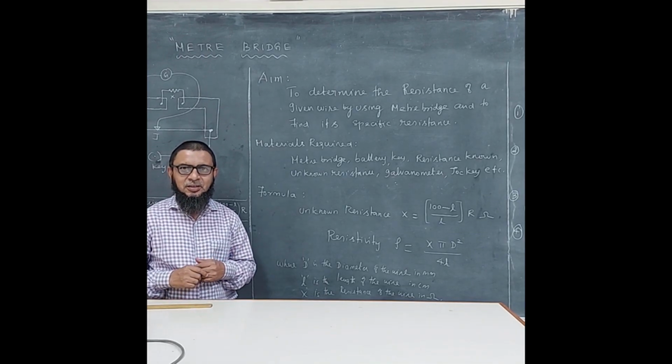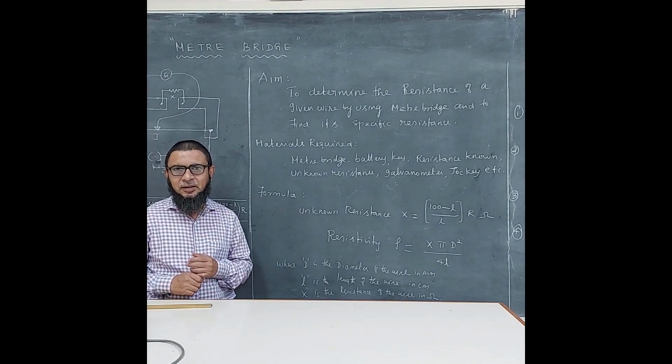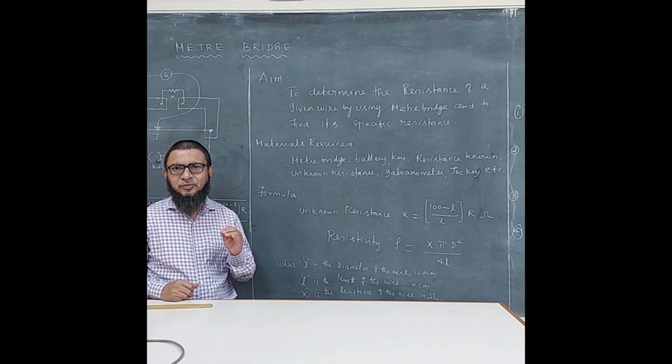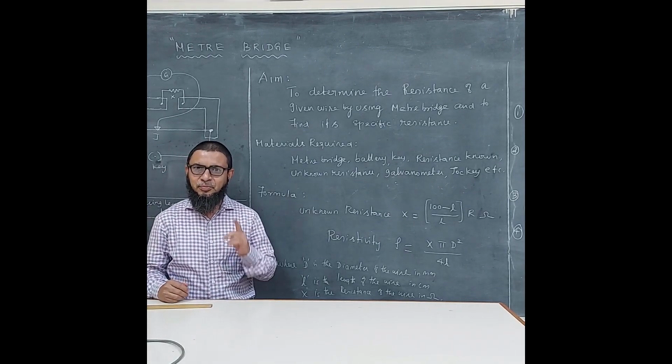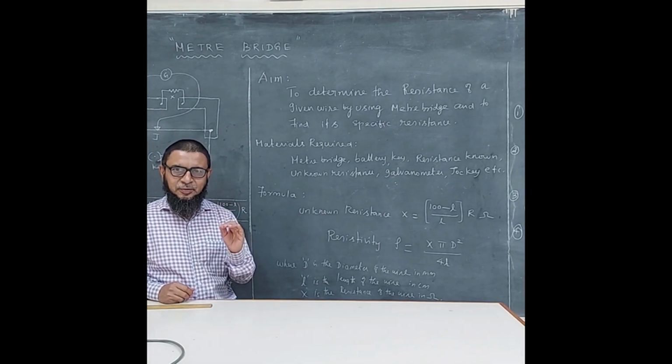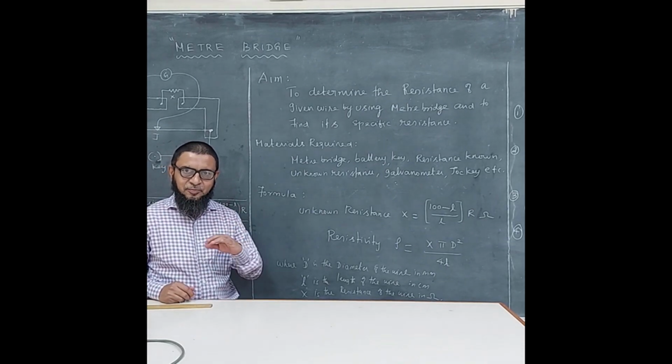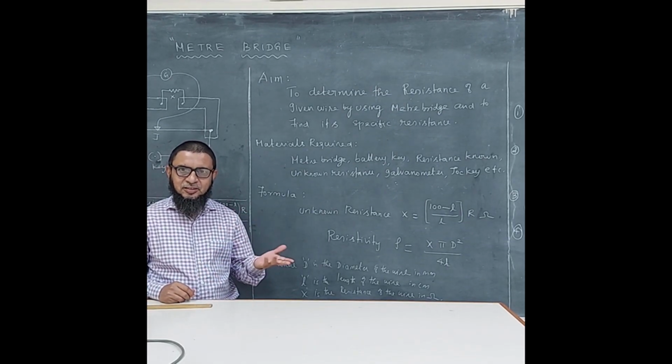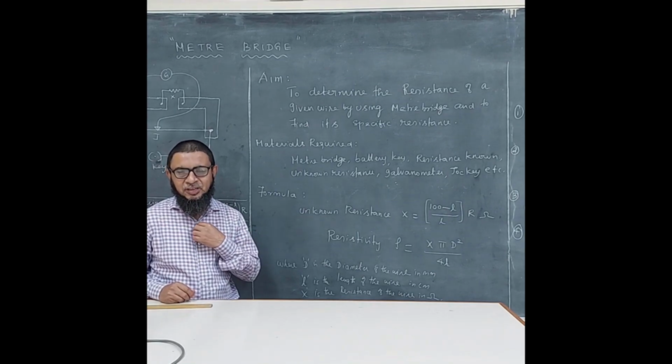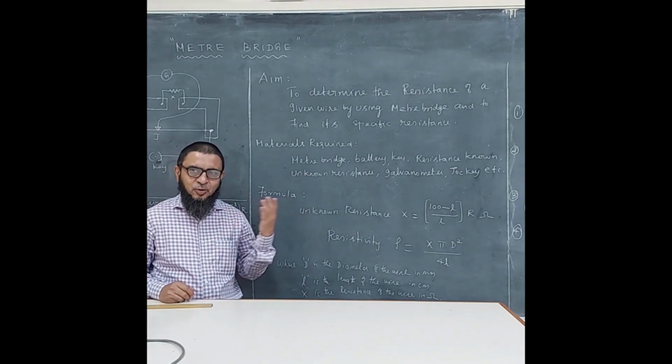In the meter bridge, there are two experiments. The first one is to find out the unknown resistance. The second part of the experiment is the series combination and then the parallel combination. First we will go one by one.